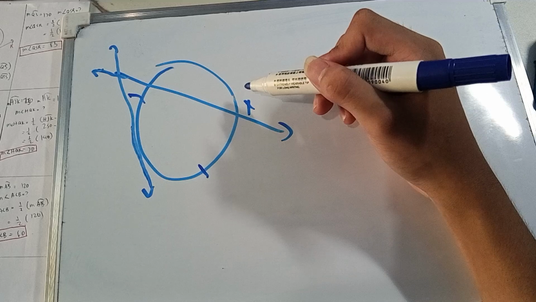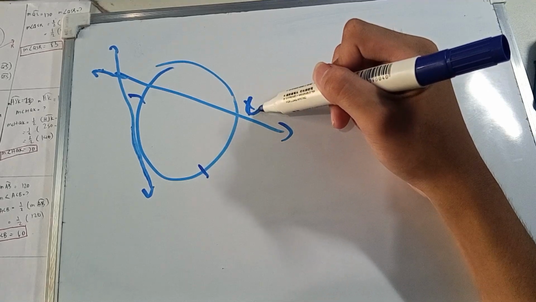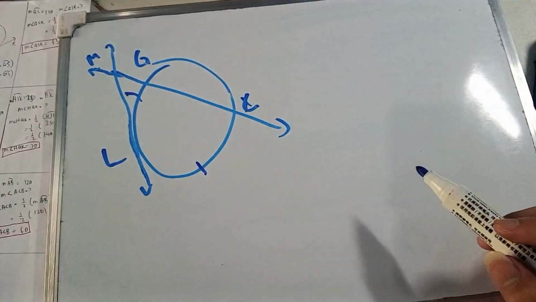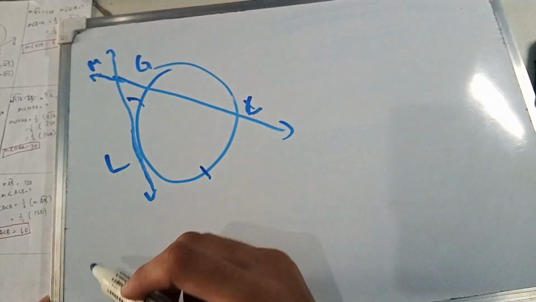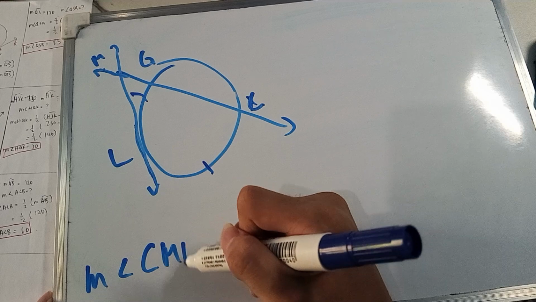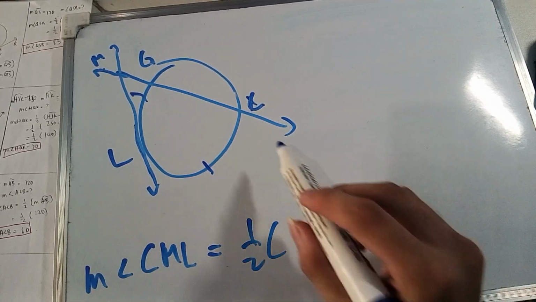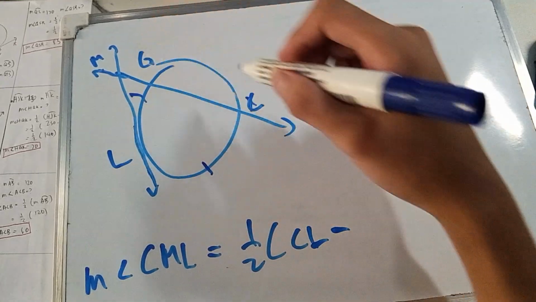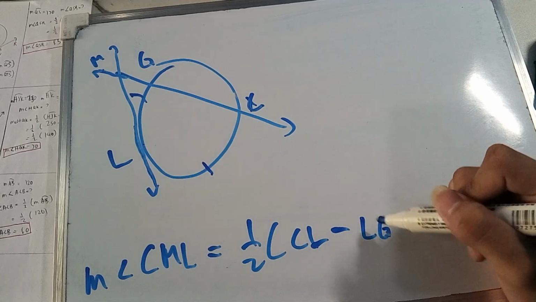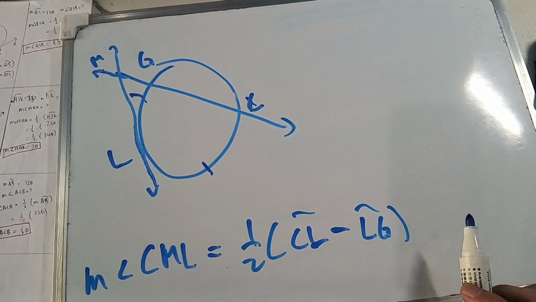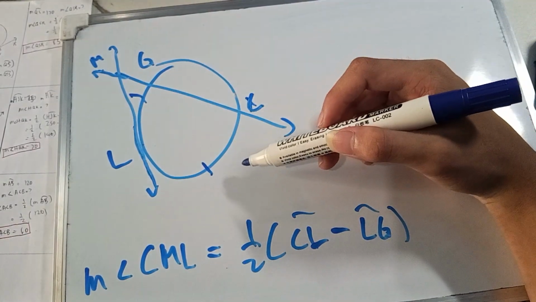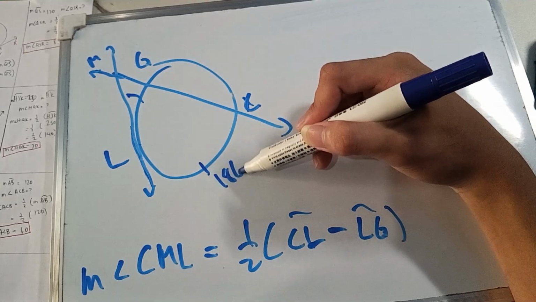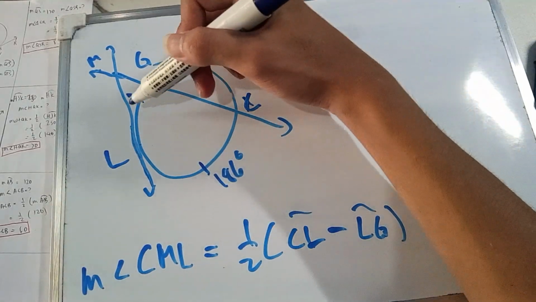This is, wait a minute. This is C, L, M, and G. Okay, so the formula for this, if we want to find the angle CML, is 1/2 of the larger arc, which is CL, minus, since it is an exterior angle, the value of the smaller one, which is from L to G. Now, let's say the value of arc CL is 186, and the measure of arc LG is 70.